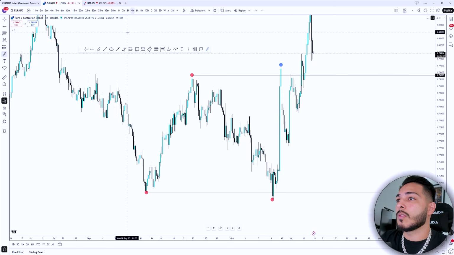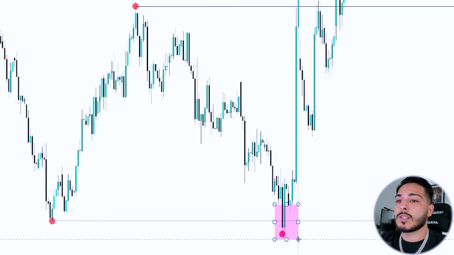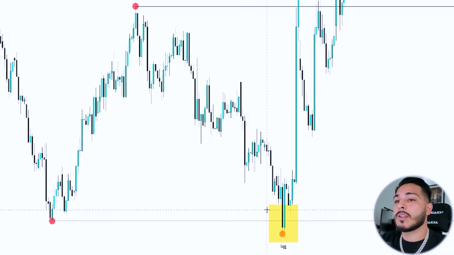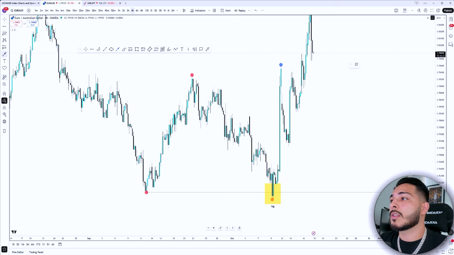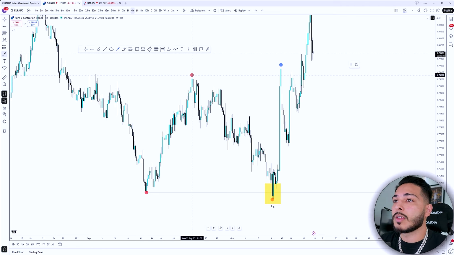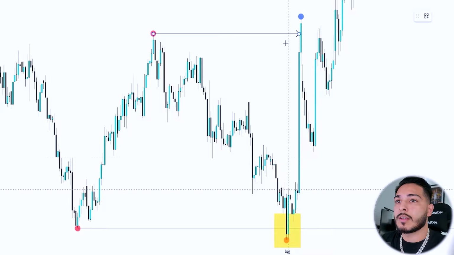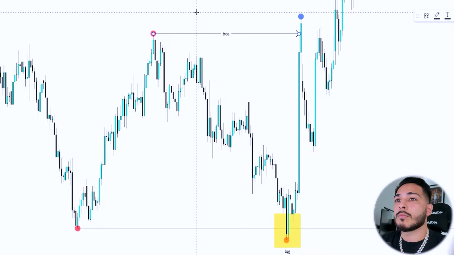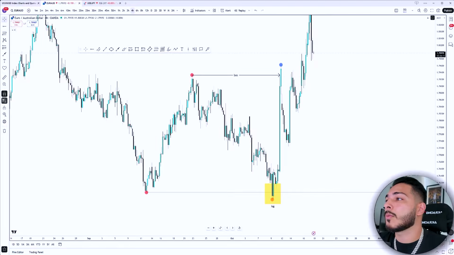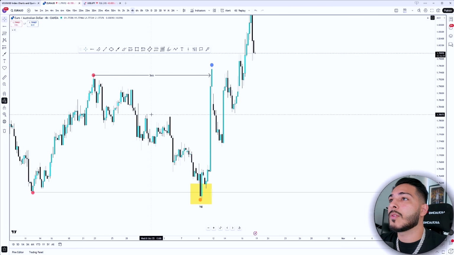All right, sick. What does that mean? It means that this here wasn't actually a lower low. It was a liquidity grab. We grabbed some liquidity below this low before we had an aggressive move that took us higher, right? So what does that mean? It means that this previous high here is a break of structure. BOS. All right, sick.